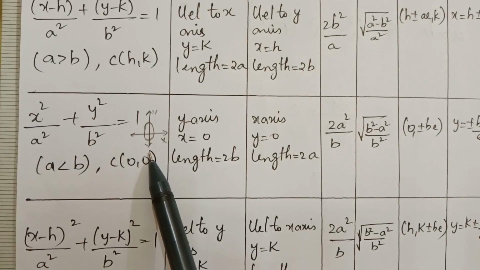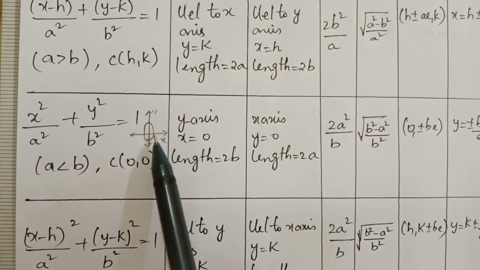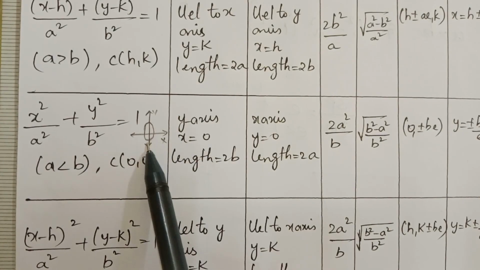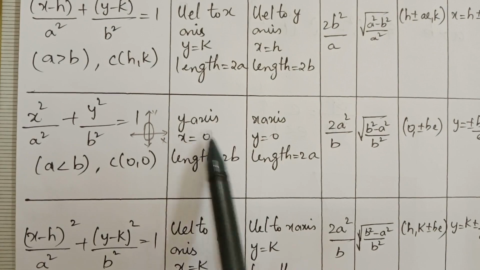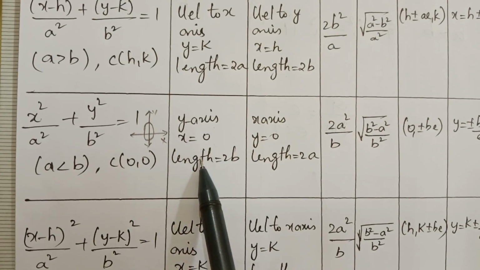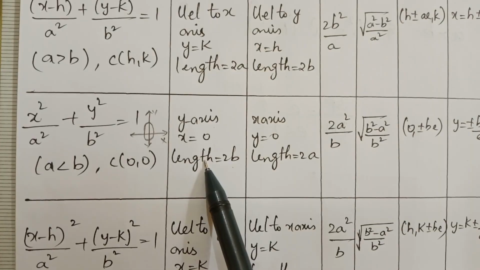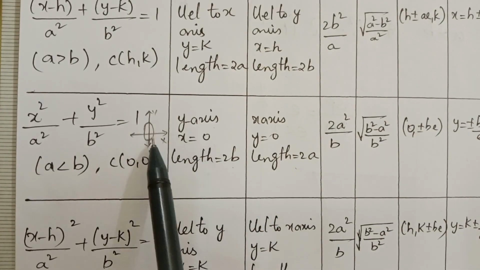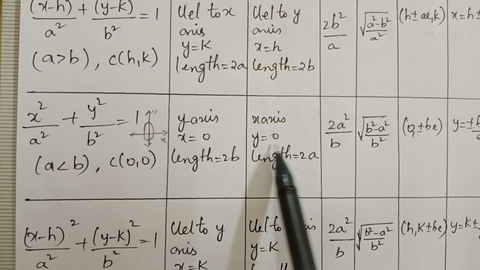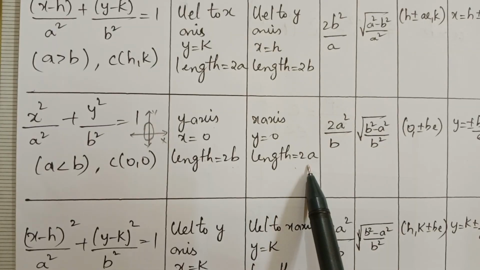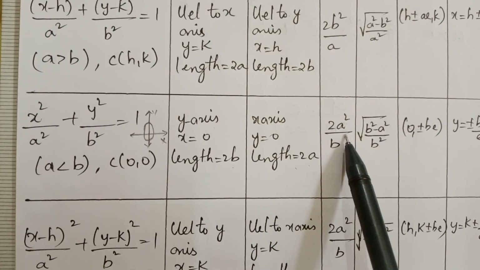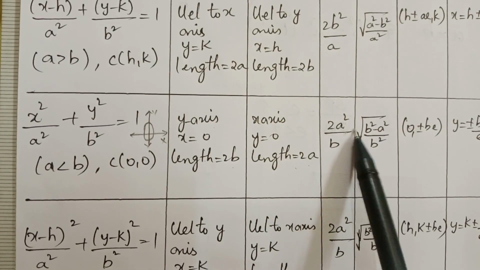So it will be like this. Here it will be parallel to the y-axis, right? The equation of the y-axis is x equals 0 and the length will be 2b for the major axis, and the minor axis will be the x-axis, which is y equals 0, and the length will be 2a, and the length of the latus rectum is 2a square by b.